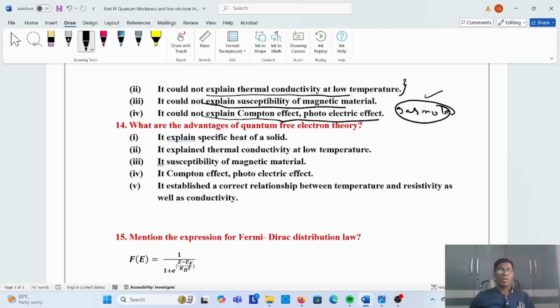Now to overcome the drawbacks of classical free electron theory, another scientist known as Sommerfeld explained the quantum theory of free electron. Now we will discuss the quantum theory of free electron. Very first, quantum theory explains the specific heat of solids. It explains the thermal conductivity at low temperature. It explains the susceptibility of magnetic material. Quantum theory also explains the Compton effect and photoelectric effect. And quantum theory established the relationship between temperature and resistivity of a material as well as conductivity. These are the advantages of quantum free electron theory.